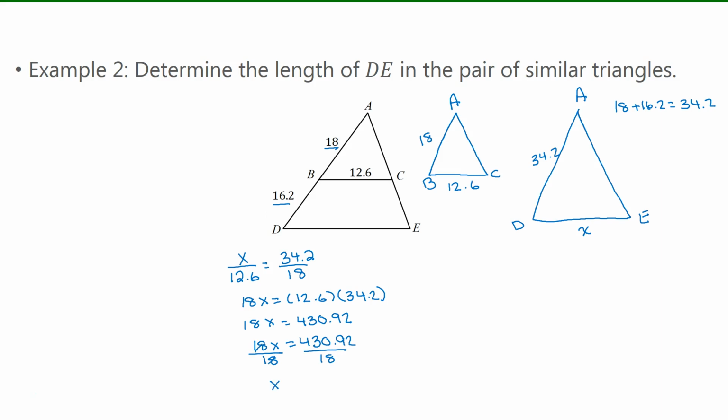I'm putting that in my calculator. I get a value of 23.94. So I get that DE is 23.94 units.